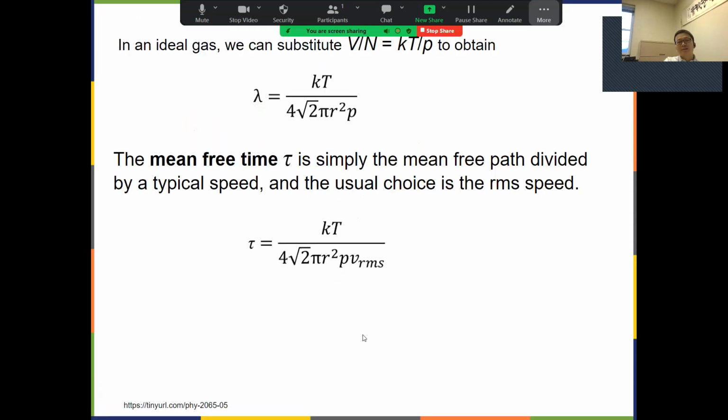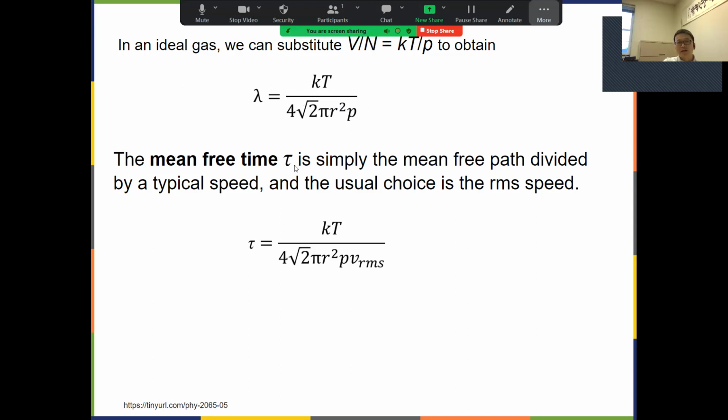And for an ideal gas, because PV equals nRT, if you rearrange the terms, starting from PV equals nRT, it's easy to get that V over N equals kT over P. So in terms of T and P, lambda, the mean free path, is equal to kT over 4 times square root of 2 pi r squared times P, P being pressure.